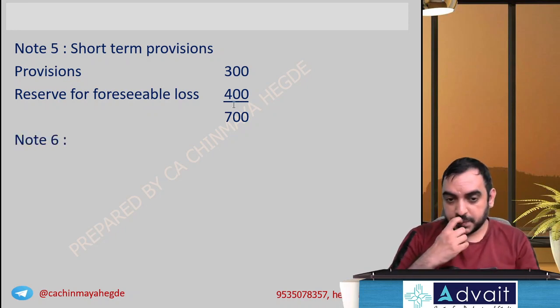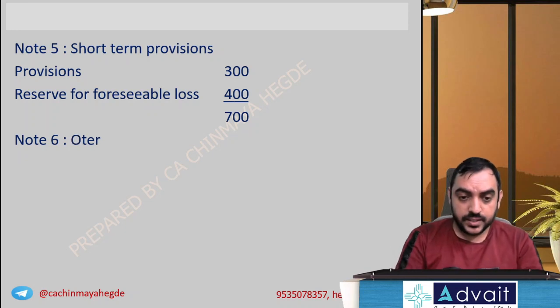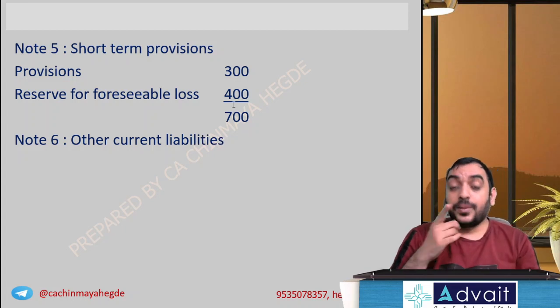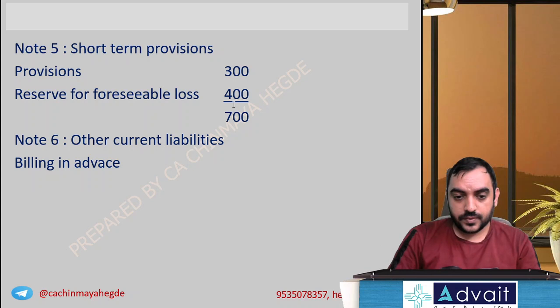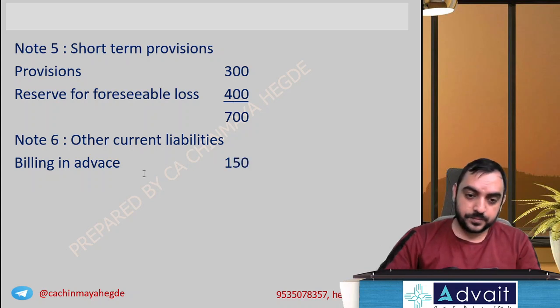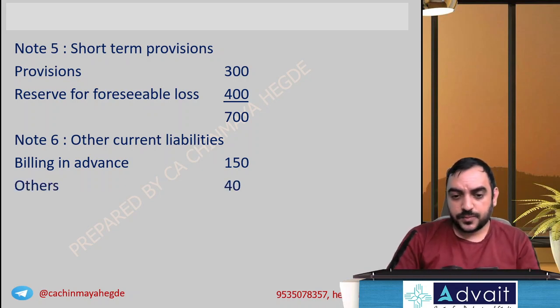Note 6, other current liabilities, that for that billing in advance and other current liability will be part of this. Billing in advance 150 and others, just say others, 40, 190.